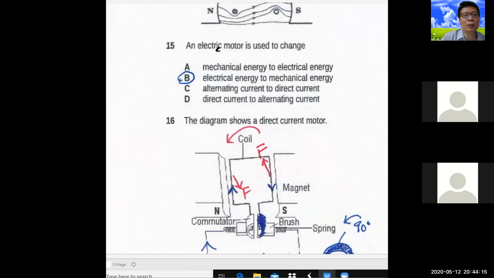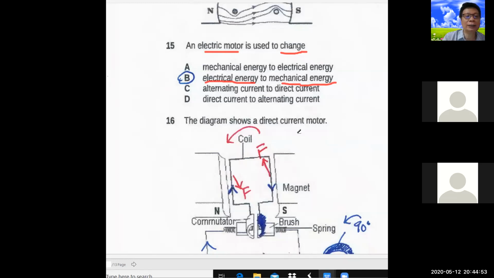The electric motor is used to change what to what? The answer is B: it changes electrical energy to mechanical energy. For an electric motor, you supply current, so it will start to turn. When it is turning, it becomes mechanical energy. The motor will spin, isn't it? When the motor is turning, we call it mechanical energy.